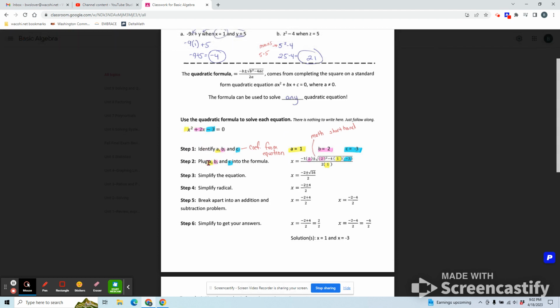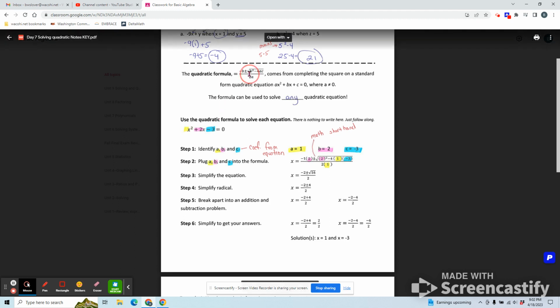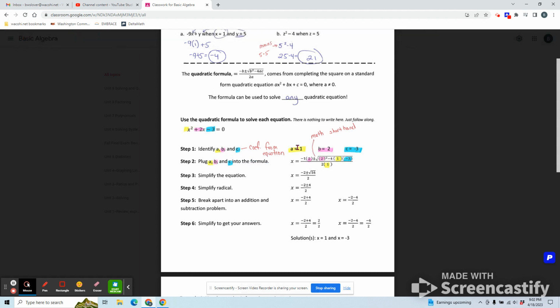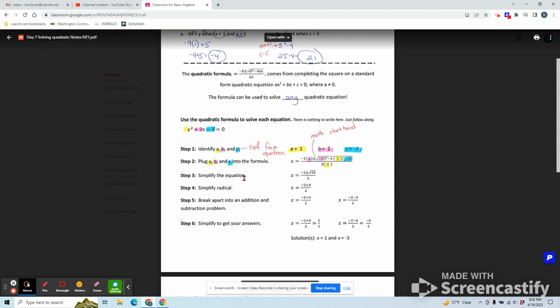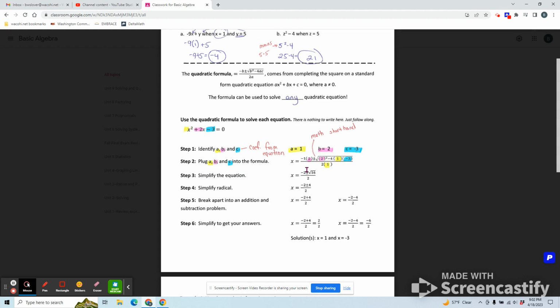Now I'm going to substitute a, b, and c into the formula. Here's the formula. I'm plugging in this information. Where I see an a, I plug in 1. Where I see a b, I plug in 2. Where I see a c, I plug in negative 3. Just like the warm-up, I did substitution. Now I have to simplify. So that's what I'm going to do.